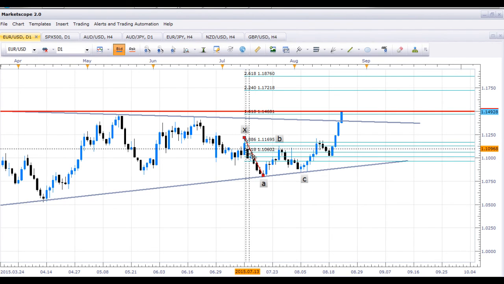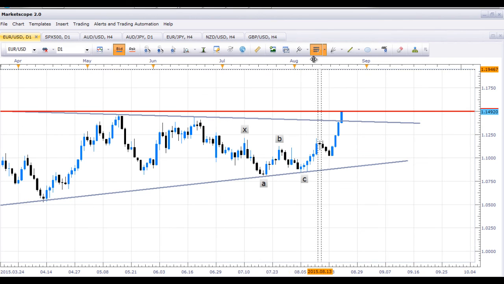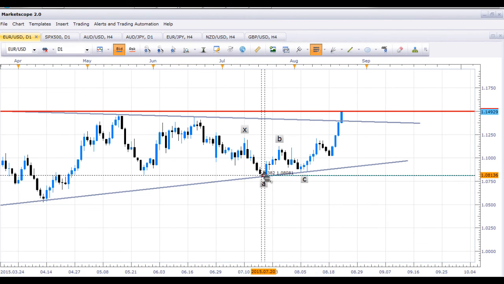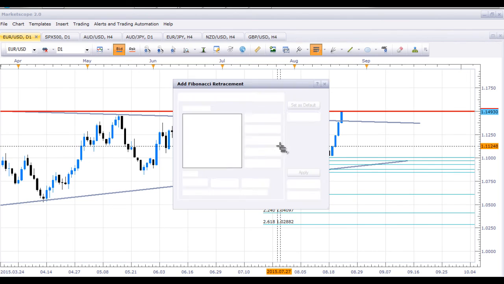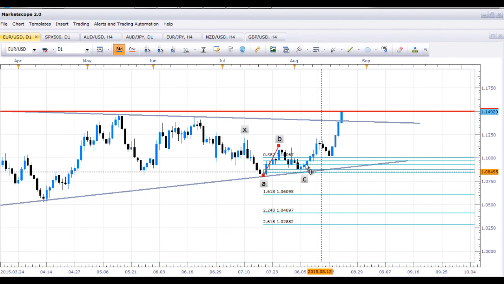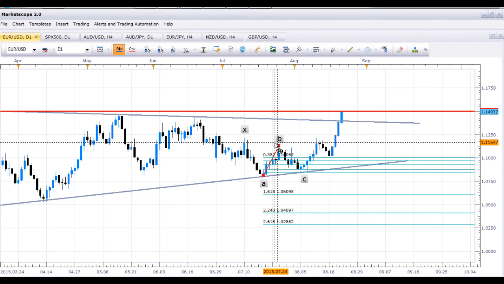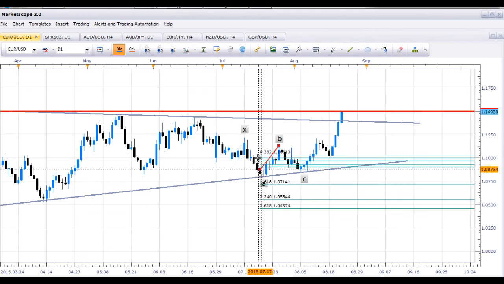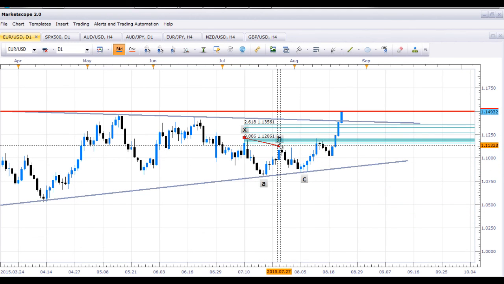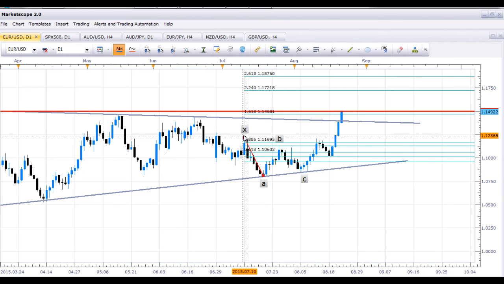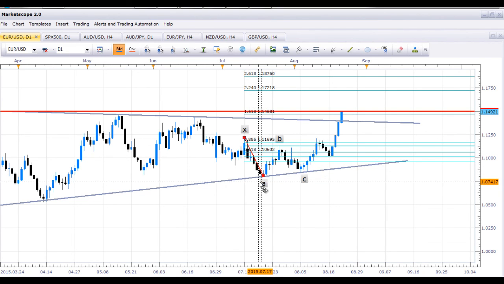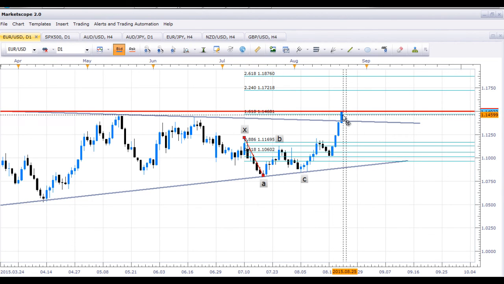Now for the sake of clarity, let's delete this. Now draw a retracement for the leg AB. We can see that the leg BC is 88.6% retracement from the leg AB. We know that in the bearish butterfly pattern, the leg CD is also 161.8% retracement for the leg XA. We have already drawn that, so we can expect that at this point the price will turn around.